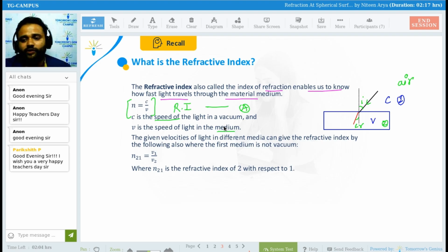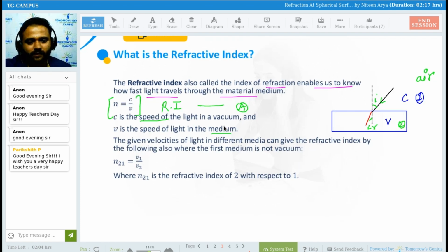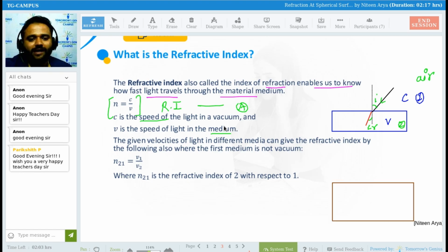N21 means the refractive index of medium 2 with respect to medium 1. Suppose there is a glass slab, and in this particular glass slab I fill water. So now we have two media altogether.